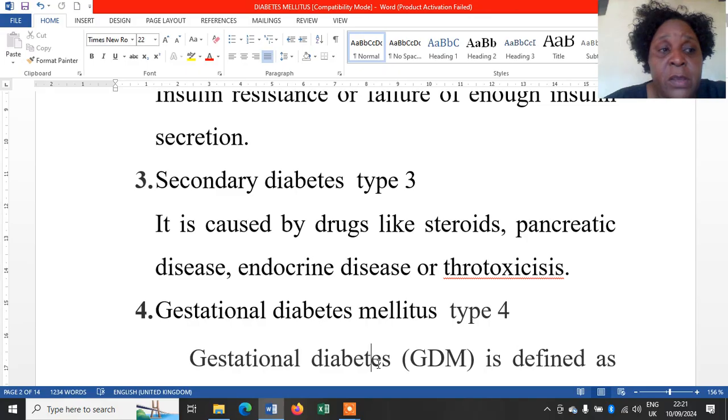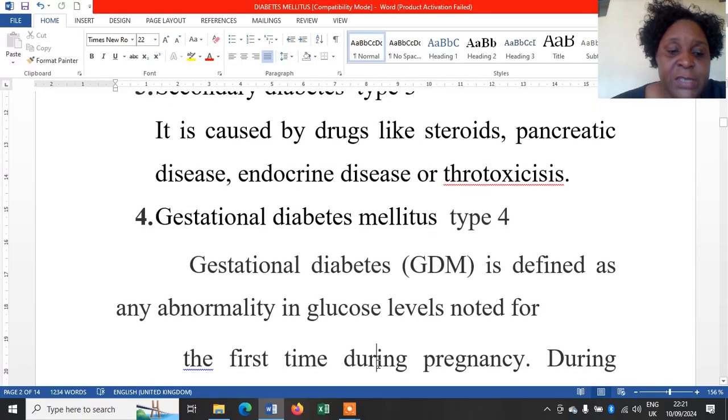diabetes. So, if not drugs, it can be diseases that can come and affect the pancreas itself, or they can be endocrine diseases, that is, problems with production of hormones, or thyrotoxicosis. So this person will develop diabetes mellitus type 3, or what we call secondary diabetes mellitus.